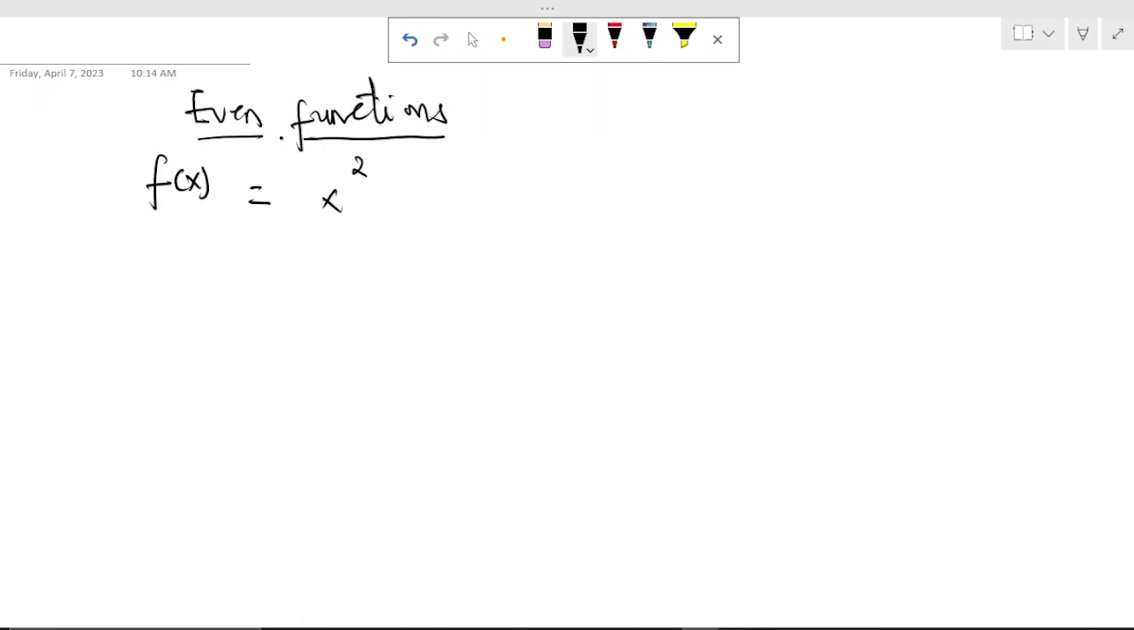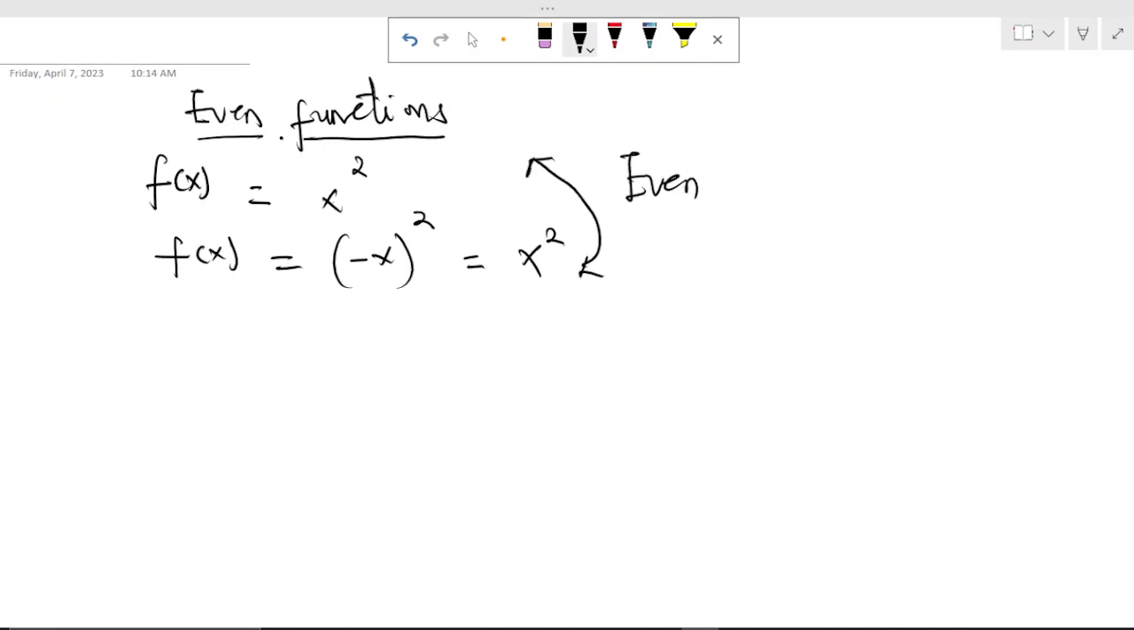So if f of x is equal to x squared, and by changing my x to minus x, I still get the same thing as f of x. This tells me that f of x is an even function. So to sum up, we can just say that f of x is an even function if f of x is equal to f of minus x. And f of minus x here simply means substituting the value of x with minus x in the expression.